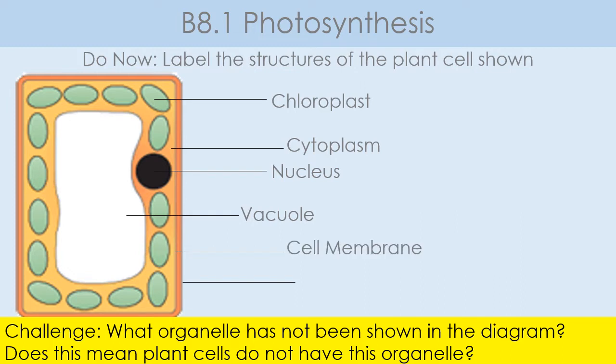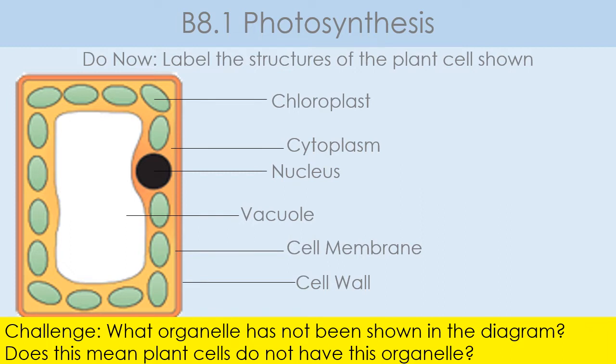Next one going down, we've got the cell membrane. Now, the cell membrane is present in animal and plant cells, and it controls what goes in and out of the cell. The last one is the cell wall, only present in plant cells, and it provides some strength and protection for the cell. Now the challenge question, what organelle has not been shown in the diagram?